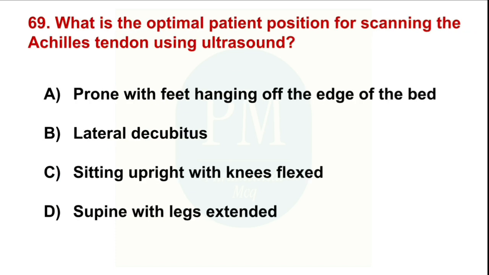What is the optimal patient position for scanning the Achilles tendon using ultrasound? Option A, prone with feet hanging off the edge of the bed. Option B, lateral decubitus. Option C, sitting upright with knees flexed. Option D, supine with leg extended. The correct option is option A, prone with feet hanging off the edge of the bed.